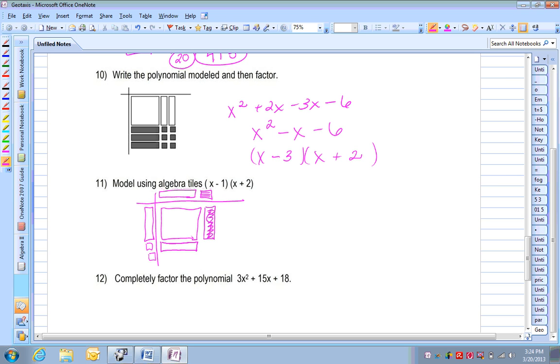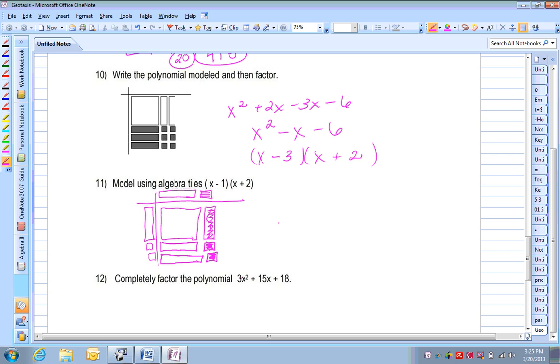And then I have my 1 unit times a -1 unit, and that I'm going to shade in as a -1. Then I have a 1 times an x, positive 1 times positive x bar. That gives me a positive x bar. And then a 1 times a -1 gives me a -1 unit. So that is all I need to do there, modeling algebra tiles.